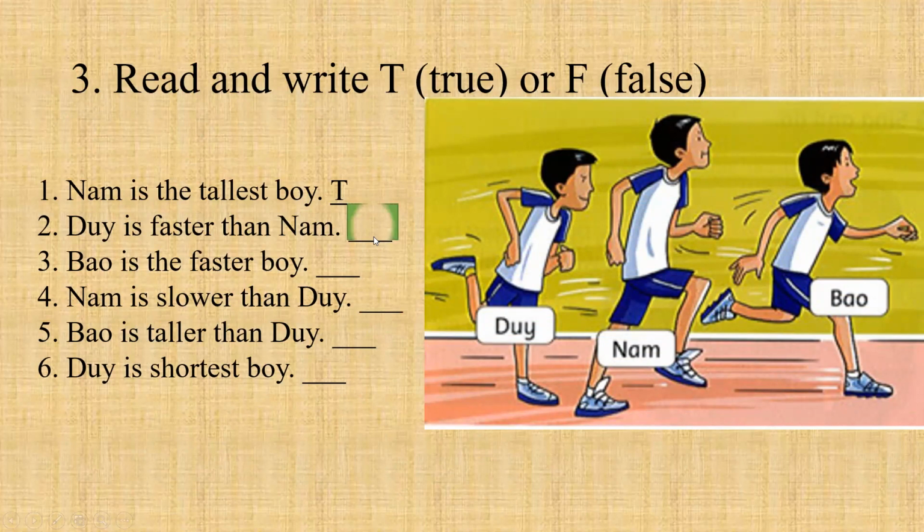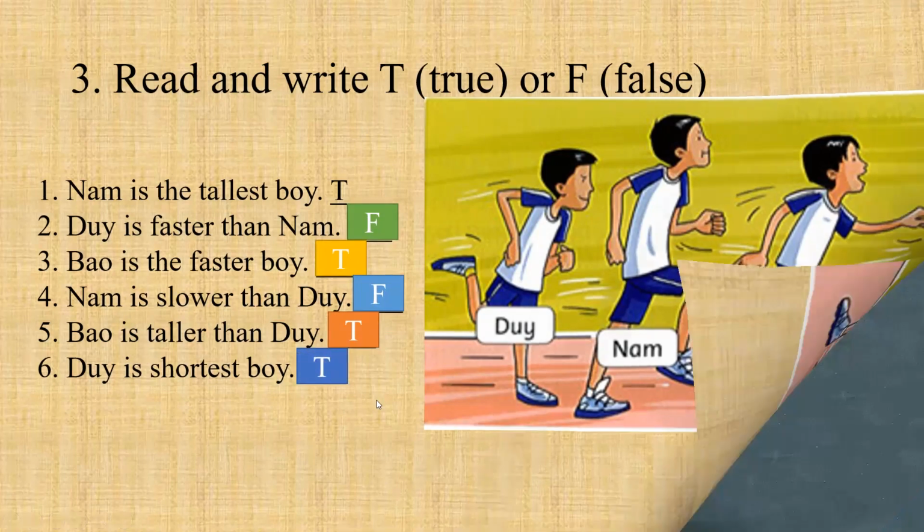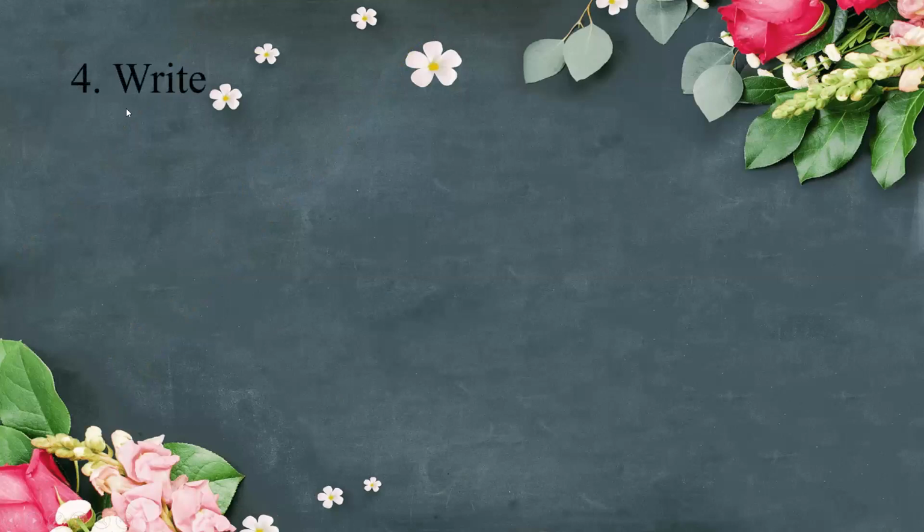Okay. Van is faster than Nam is true. Bao is the fastest boy is false. Nam is slower than G is true. Bao is taller than G is true. And G is the shortest boy is true. Right.